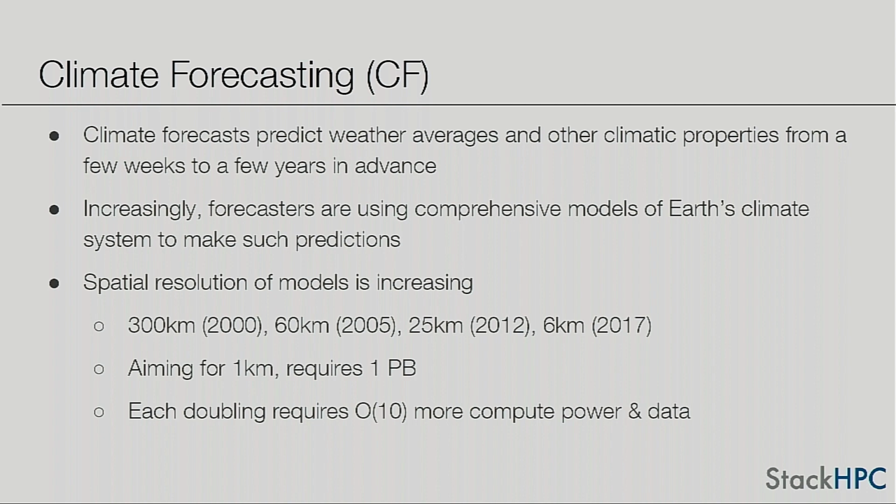And to do this, climate forecasters are using increasingly complex models which try to model more and more of the Earth's systems to improve the accuracy of their predictions. Another important factor is that the spatial resolution of the models is increasing. So in 2000, the resolution was, say, 300 kilometers. More recently, in 2017, we're down to 6 kilometers. And they are aiming for 1 kilometer resolution.